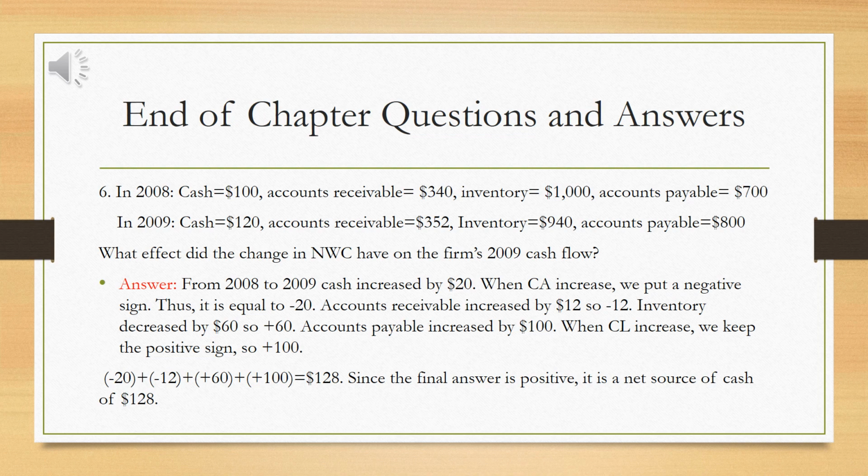Now, the accounts payable increased by $100. Every time current liabilities increase, we keep the positive sign, so plus 100. Therefore, minus 20 plus the minus 12 plus the plus 60 plus the plus 100 equals 128. Since the final answer is positive, it is a net source of cash of $128.